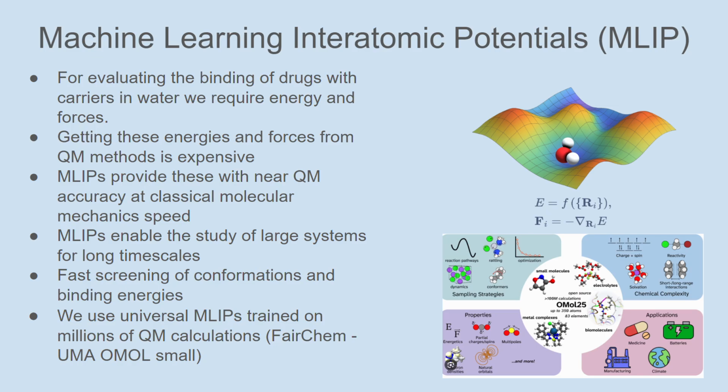To understand these molecular interactions, we need to calculate the energy and forces involved. Quantum mechanical methods can do this accurately, but they take a lot of time and computer power. MLIPs solve that problem. They use machine learning to make predictions that are almost as accurate but much faster. That makes it possible to test large molecules and simulate longer interactions that would normally be too slow or expensive to compute.